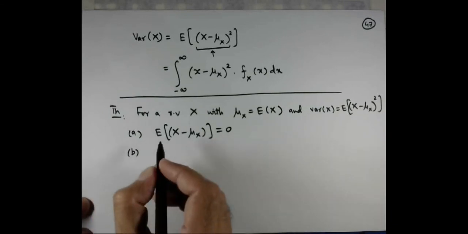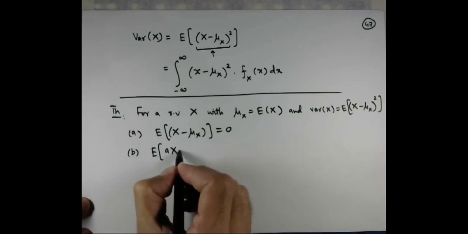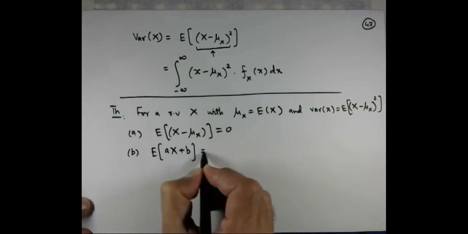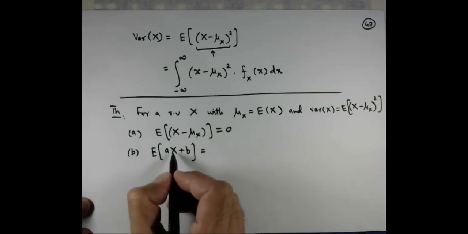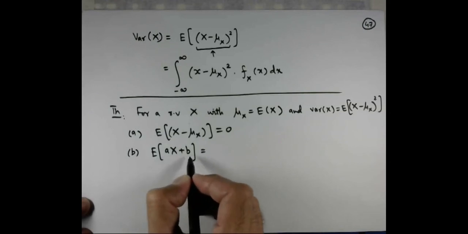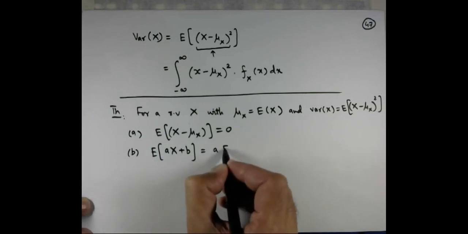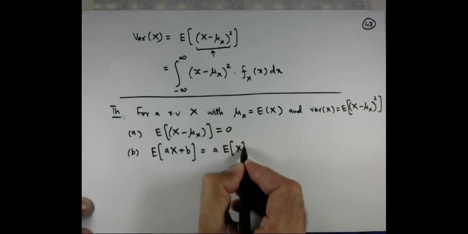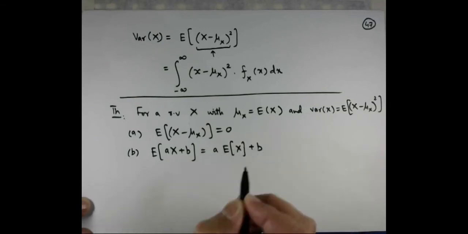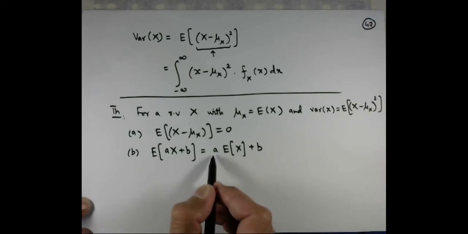Second important point to be remembered is the expectation of ax plus b, which means the expectation of a random variable x which is scaled by a and shifted by b is simply a times expectation of x plus b, which means the average, the expectation is automatically scaled with a.